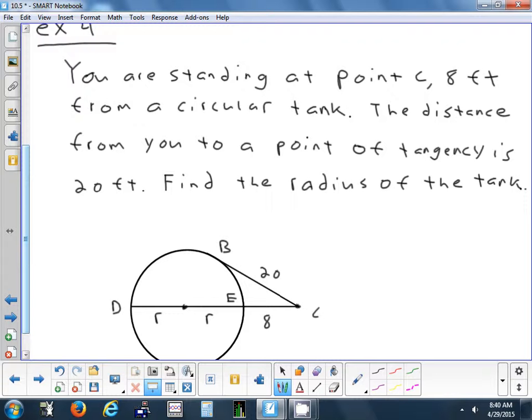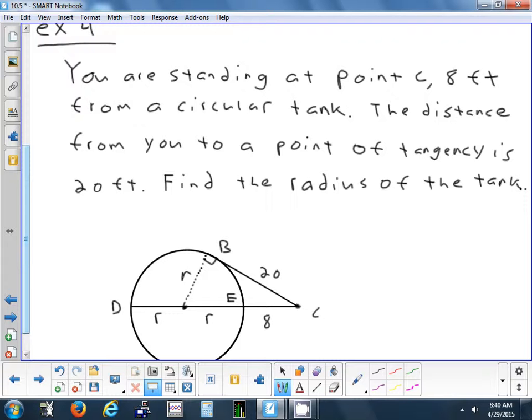Okay, and there's two ways to do it. The first way we did it was with the Pythagorean theorem. To do it that way, you draw this in. What shape did we just create? A triangle. Specifically, we know that if you draw a radius to the point of tangency, it's a right angle.